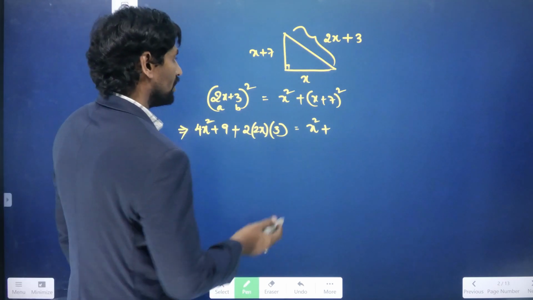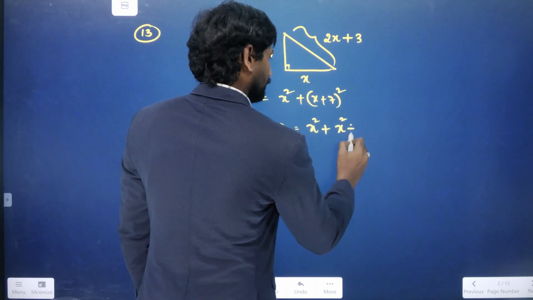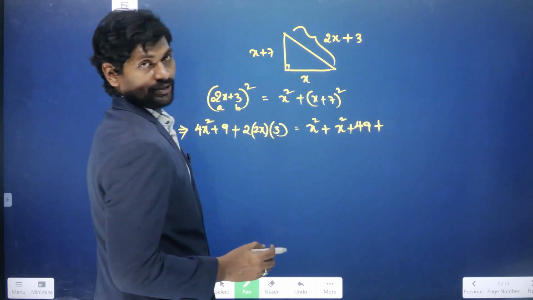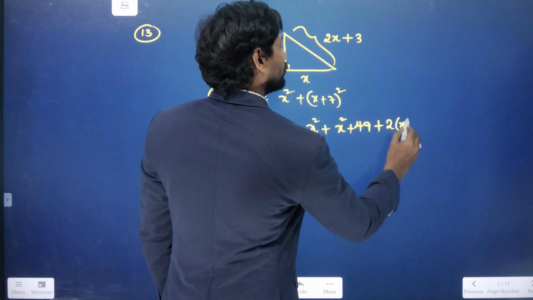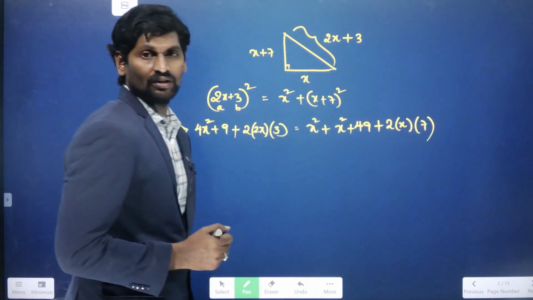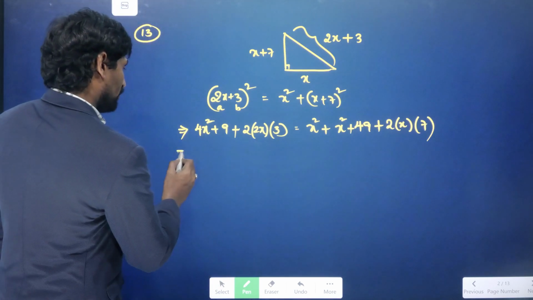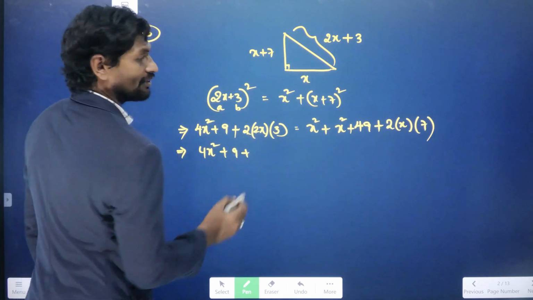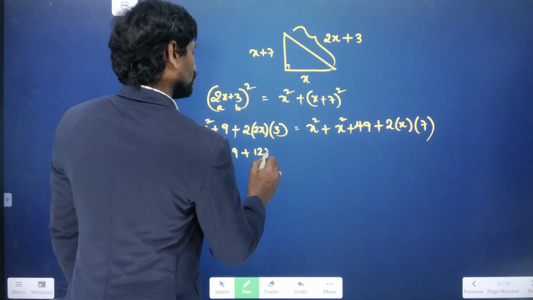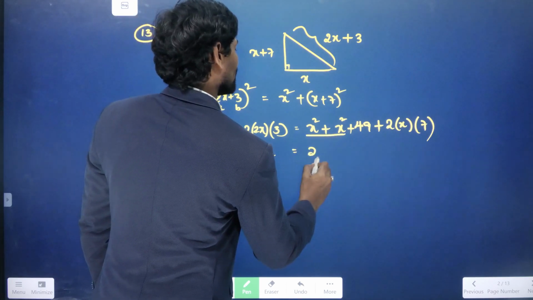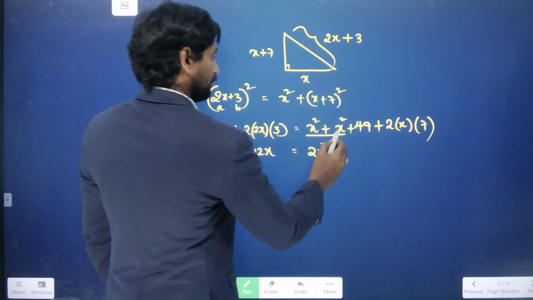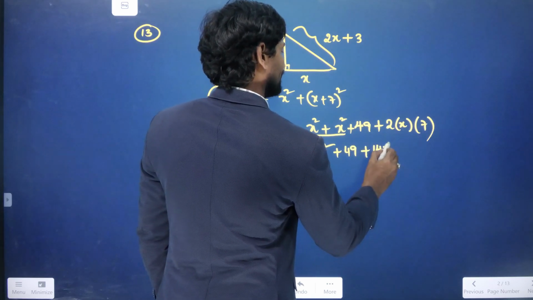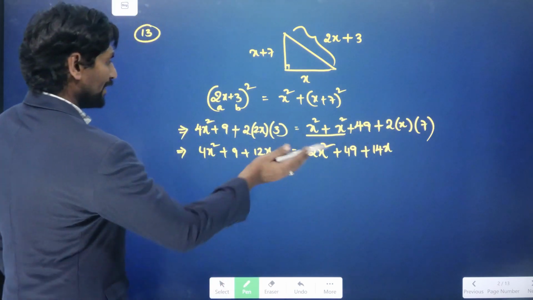Again the (a plus b) whole square formula. This time a is x, so x square plus b square, 7 square, value 49, plus 2ab, so 2 into x into 7. Now simplify here: 4x square plus 9 plus 2 2s are 4, 4 into 3 is 12, so 12x, is equal to x square plus x square, 2x square, plus 49 plus 2 7s are 14x.